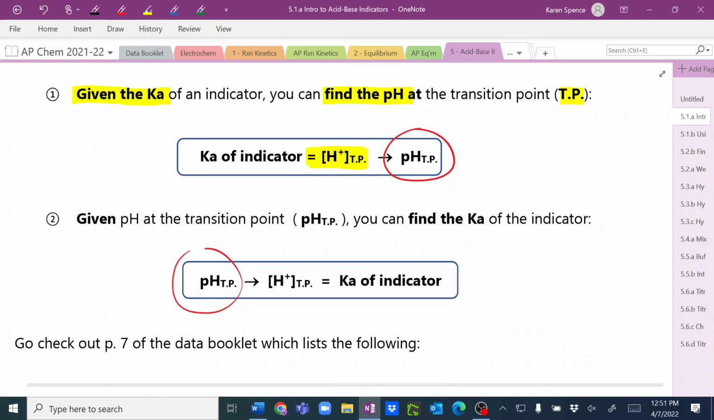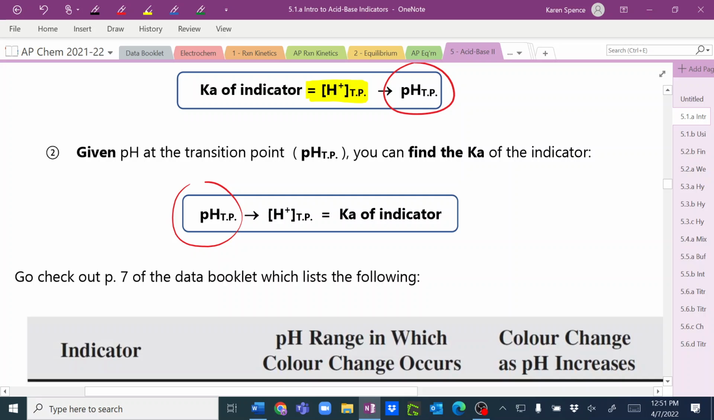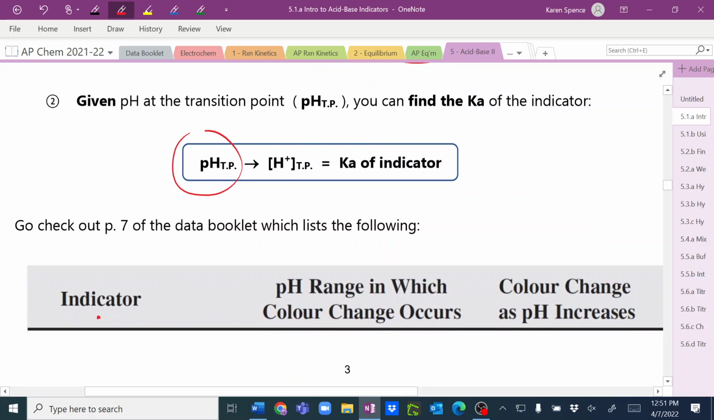So let's check out page 7 of your data booklet, which lists the indicator, the pH range at which the color change occurs, and the color change as the pH increases.